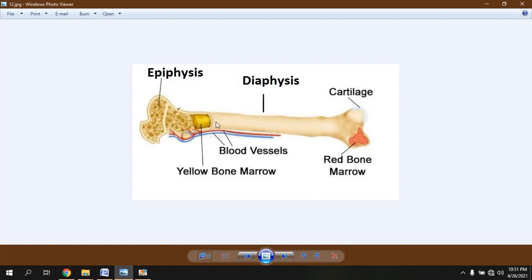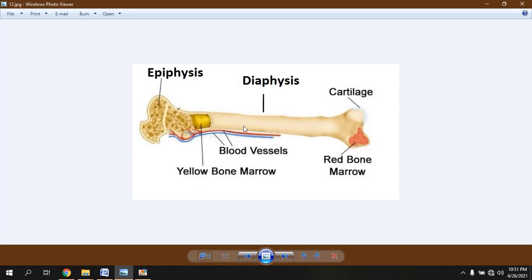Actually, this is the bone, and this end and this end are the epiphyses of the bone, and the middle area of the bone is called diaphyses. The lateral sides of the bone are the epiphyses, and the middle of the bone is called diaphyses. Inside, the diaphyses is hollow, and the epiphyses is not hollow. That is spongy, and this is hollow.